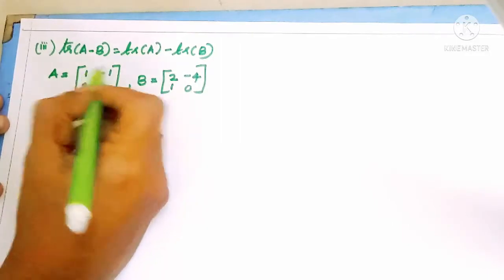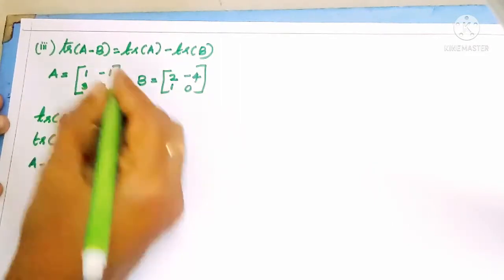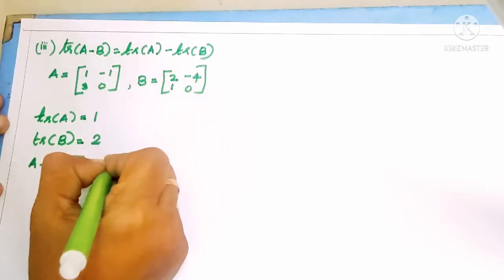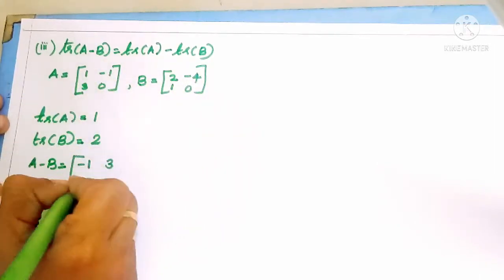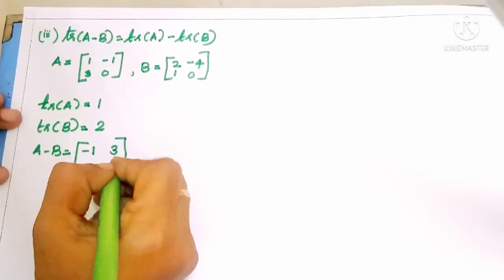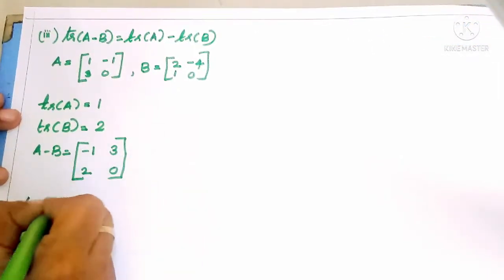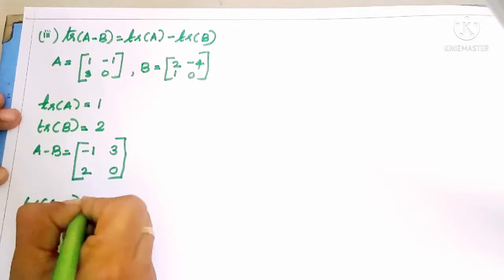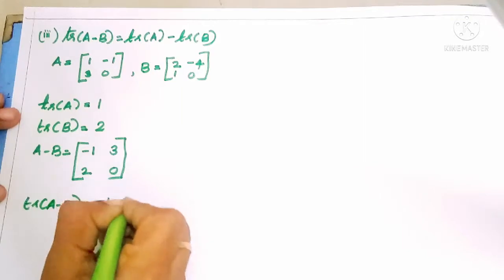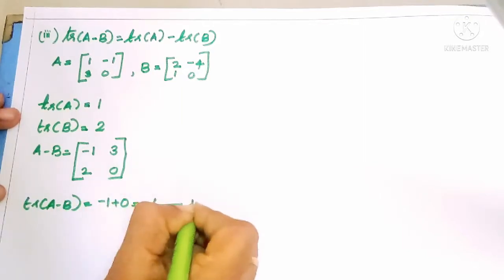What is A minus B? 1 minus 2 becomes minus 1. Minus 1 minus minus 4 becomes plus 3. 3 minus 1 becomes 2 and 0. Then what is trace of A minus B? Minus 1 plus 0. It should be equal to minus 1.